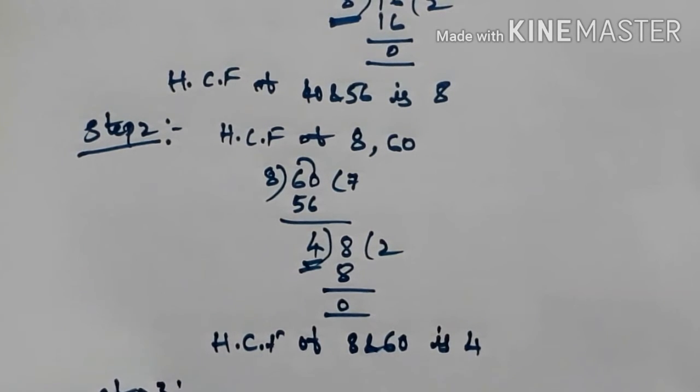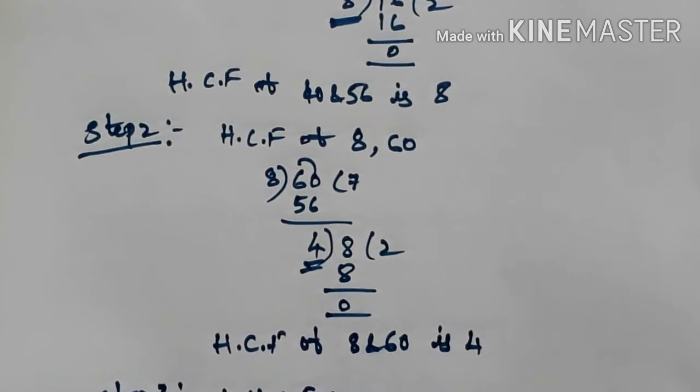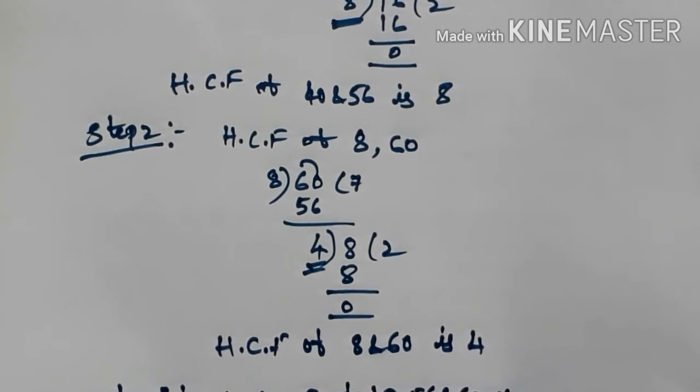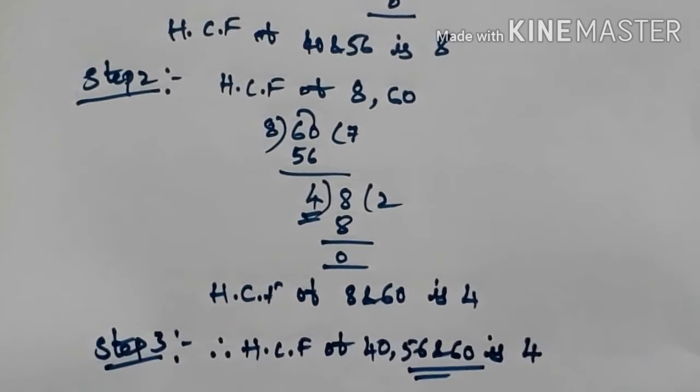Next, step 3. The overall HCF of 40, 56 and 60 is 4. The HCF of 40, 56 and 60 is 4.